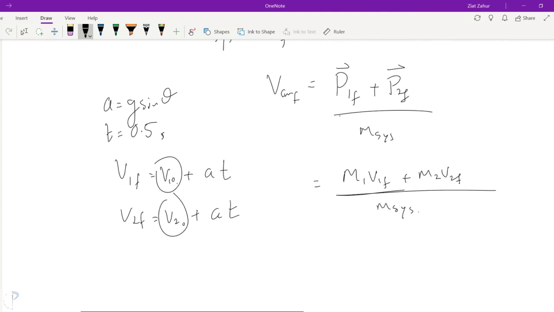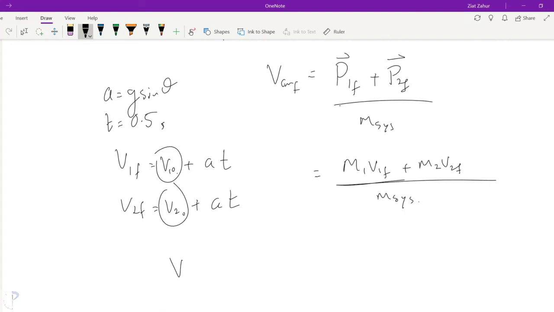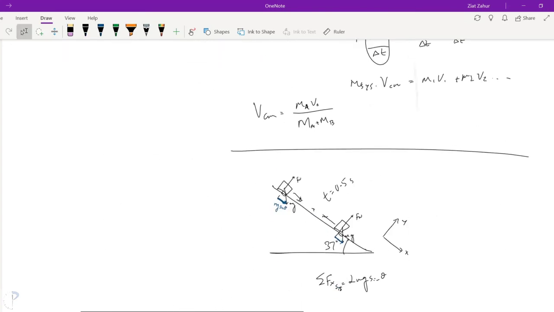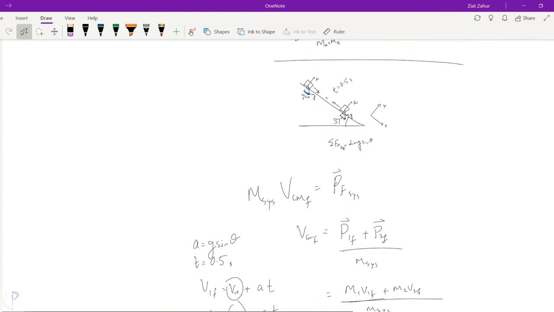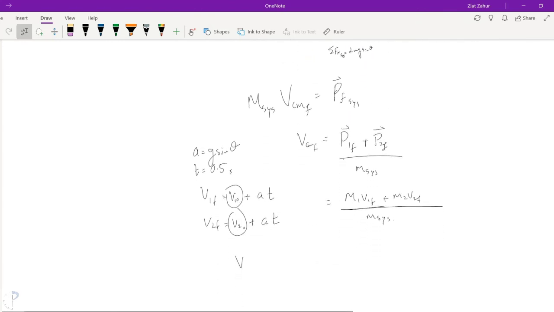V1 initial is going to the right, right? You want to tilt your head. X is positive going down the ramp. So V1 initial is positive 0.35 meters per second. And V2 initial would be negative 0.35 meters per second. And that should be it. All right, I guess that's it.